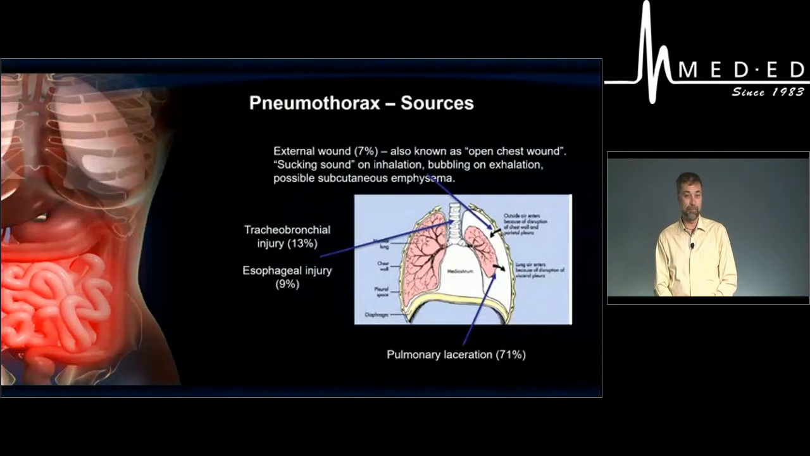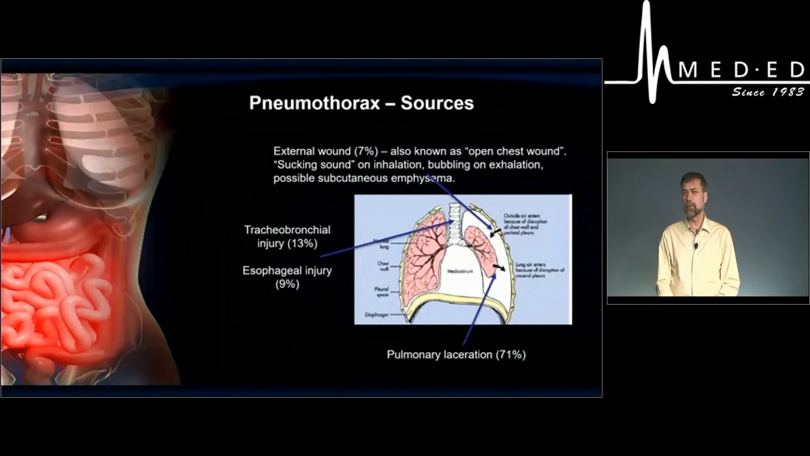Now, of course, the problem with breathing through a hole in the chest, well, that air that they're taking in through the chest wound is not going to the alveoli for gas exchange. It's going to the pleural space where there's no gas exchange. So that's going to lead to profound hypoxia.